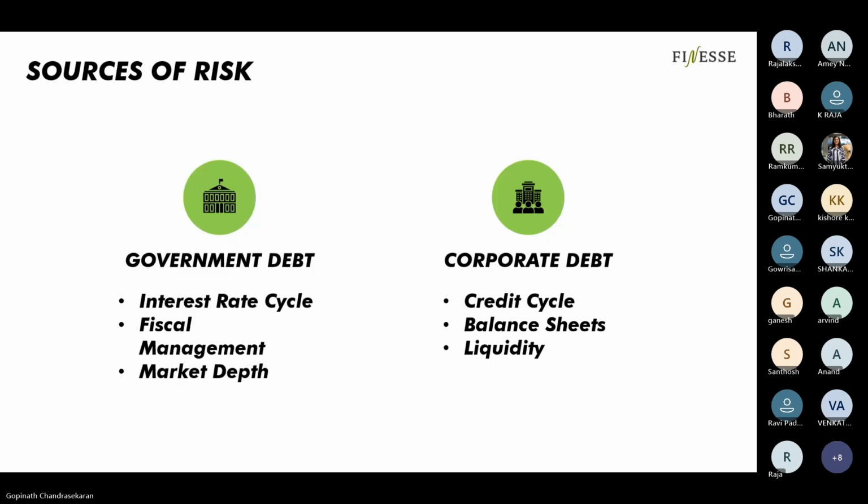Next source of risk is the fiscal management part. So the fiscal management of a government plays a key role in the risk associated with government securities. If a government faces budget deficits or high debt levels or poor fiscal policies, it might struggle to meet its debt obligations or resort to excessive borrowing. This can lead to inflation, currency devaluation, or a loss of investor confidence.